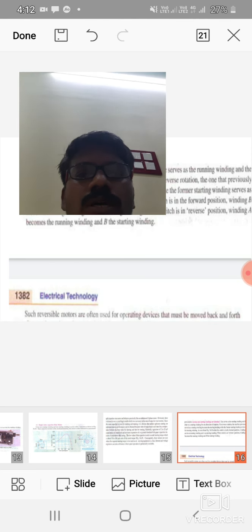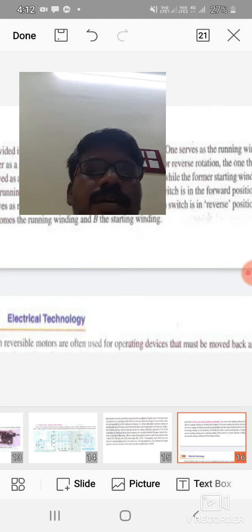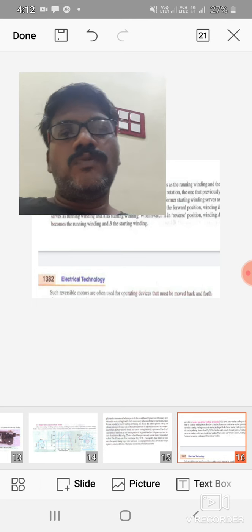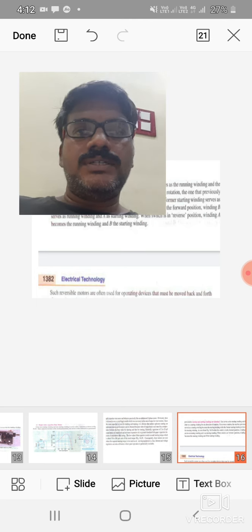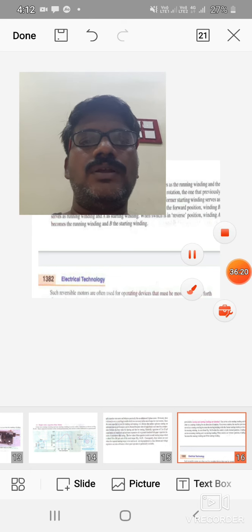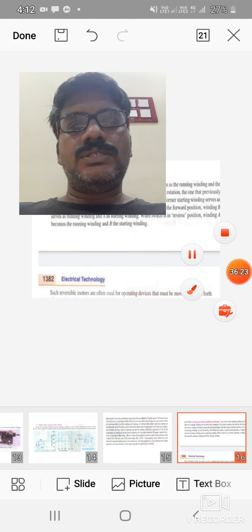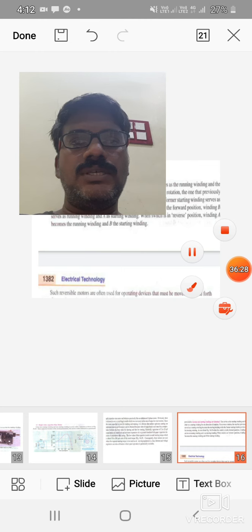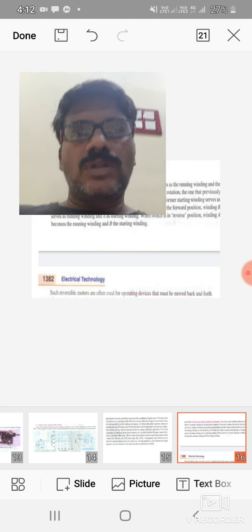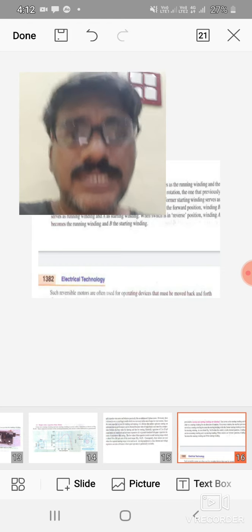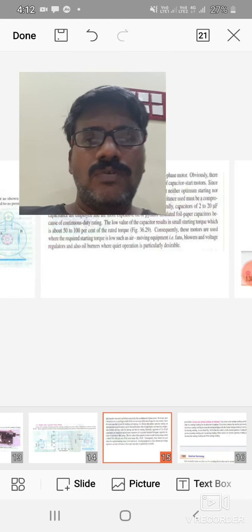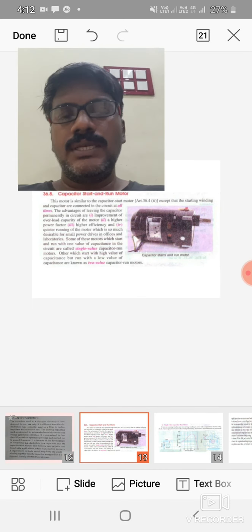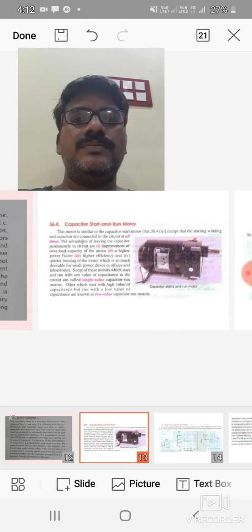So such reversible motors are often used for operating devices that must be moved back and forth, forward and reverse, where continuous operation is required. So this is the single value capacitor motor. A very simple thing is why we are using this type of motor, and what the connections and main working principle are.